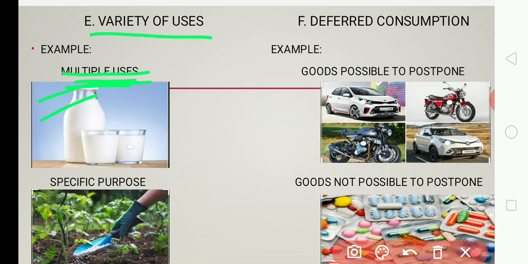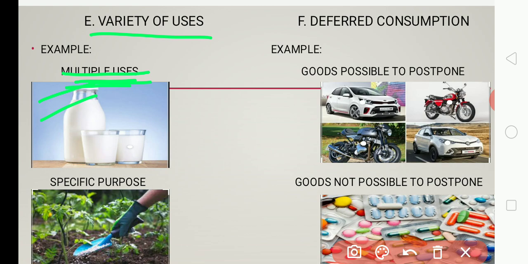Not only milk, also iron, steel. With steel we can make so many things: furniture, bureau, rods, stands, so many things we can make from steel, like coal, electricity and all. These are the goods which have multiple uses, we can use them for many purposes. So when a good has multiple uses, demand becomes elastic there, because with a fall in price the same good can be used for many purposes.